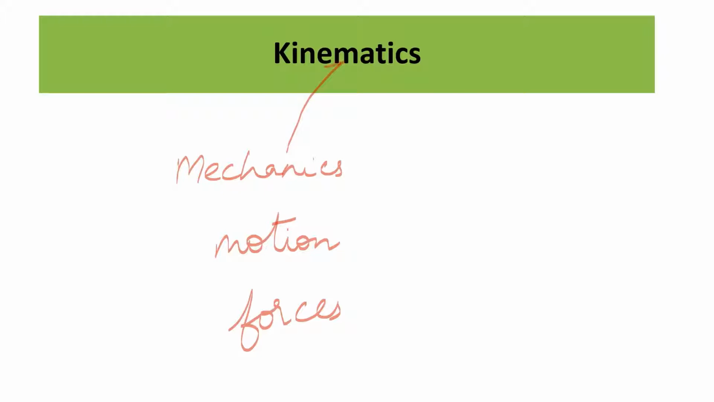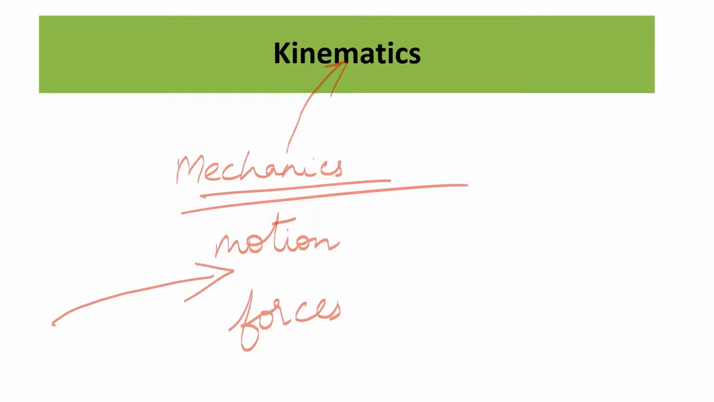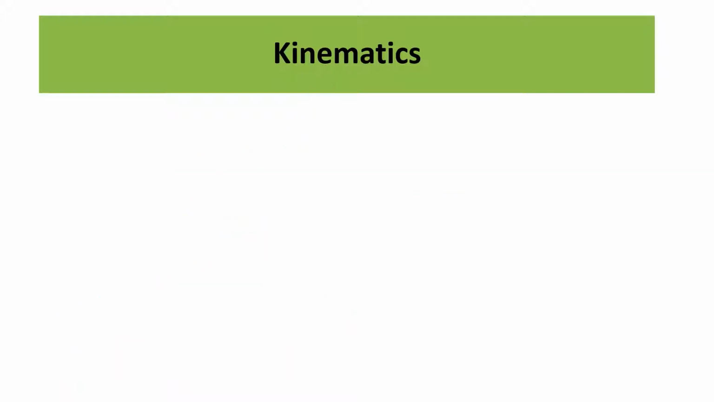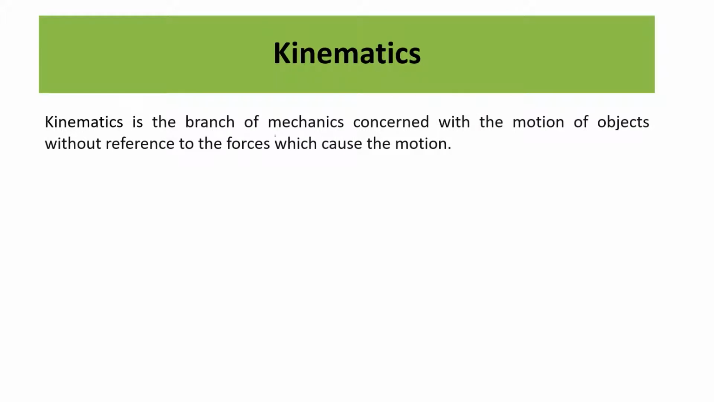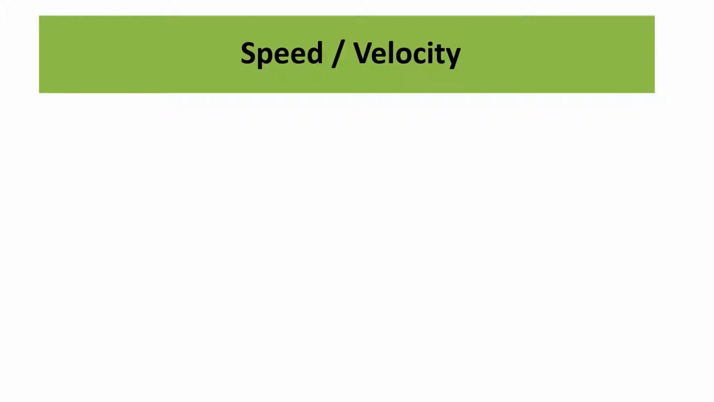Kinematics is a branch of this mechanics which deals with the motion of objects without reference to the application of forces. Therefore, how do you define kinematics? Kinematics is a branch of mechanics concerned with the motion of objects without reference to the forces which cause the motion. Since we are studying the motion of the objects, we are interested in its speed and velocity.